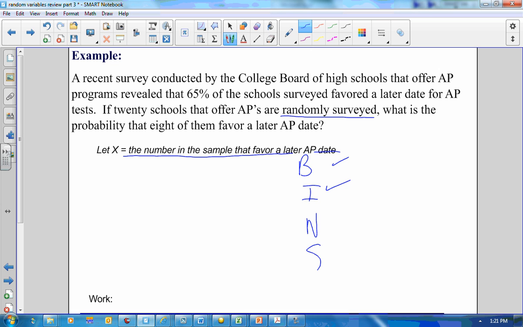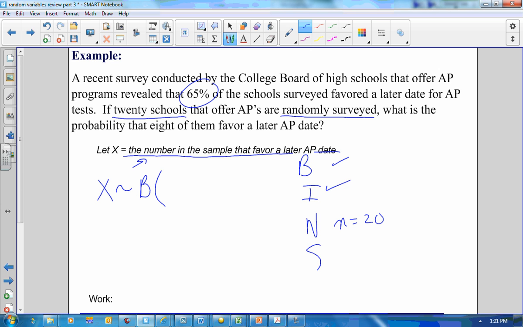Number of trials fixed in advance, and it says that we asked 20 schools, so our n equals 20. And the probability of success for each trial is given to us as 0.65. So we can say that the random variable x, which we define to be the number in the sample that favors a later AP date, follows a binomial distribution.